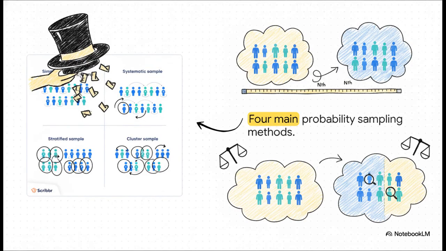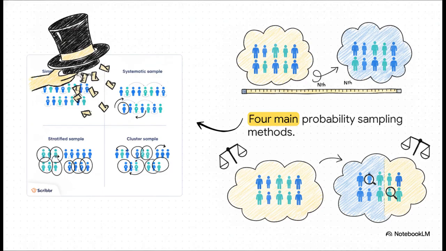Let's walk through the 4 main types of probability sampling. First up is simple random. Think of this literally like putting everyone's name into a giant hat and drawing them blindly. Everyone has the exact same probability of being picked. Next is systematic sampling. This is where you calculate a specific interval and choose every nth subject, like say picking every 5th person on a list.